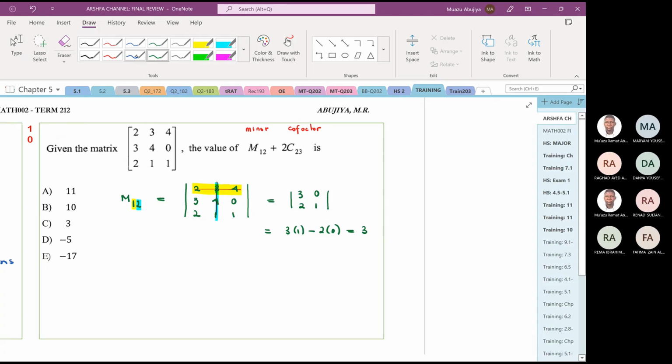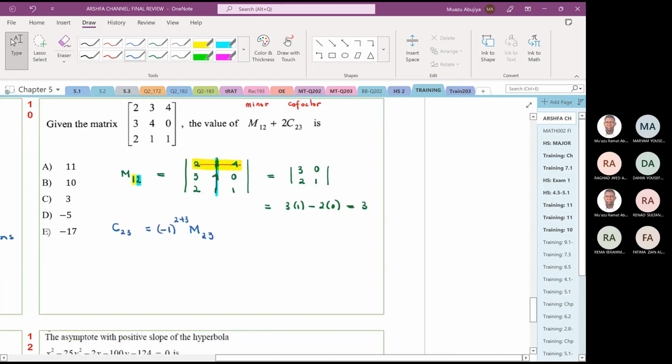Now, the next one, we say C23. Now, what is C23? By definition, this will be equal to minus 1 to the power, you add the subscripts together, 2 plus 3, and that is going to give us 5, multiplied by the minor M23. Now, when we simplify this one here, this is going to be equal to minus M23. So this is going to be equal to the minus outside.